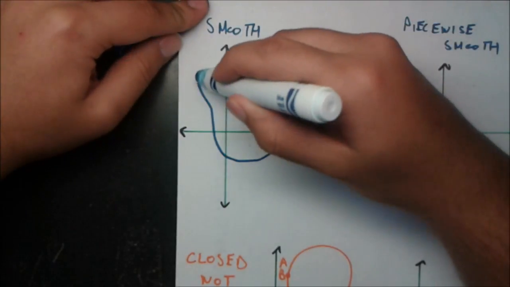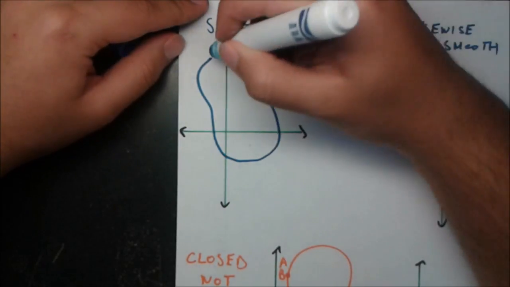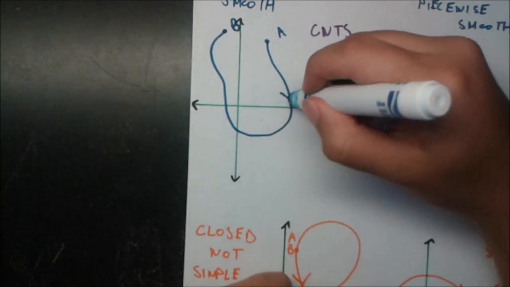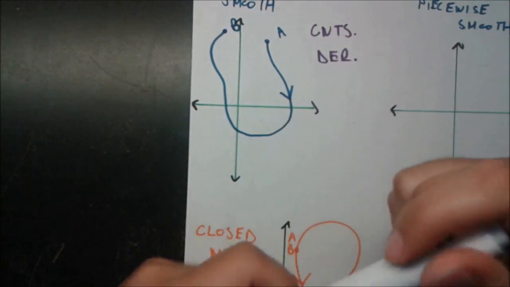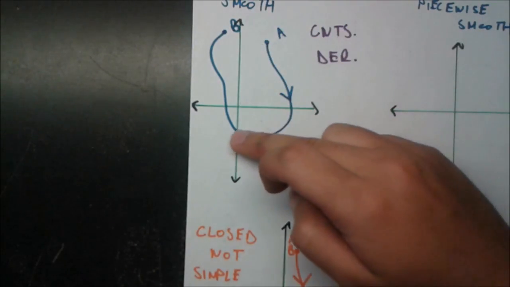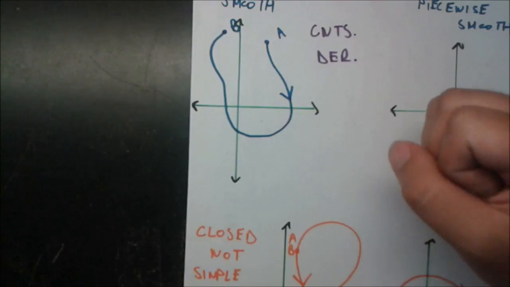So for example, here's a smooth curve. It's not closed, notice, it doesn't have to be. So it goes from A to B. This is the direction of travel. This is smooth because as you go along it, the derivative is changing gradually, smoothly. There are no harsh jerks in the derivative anywhere.